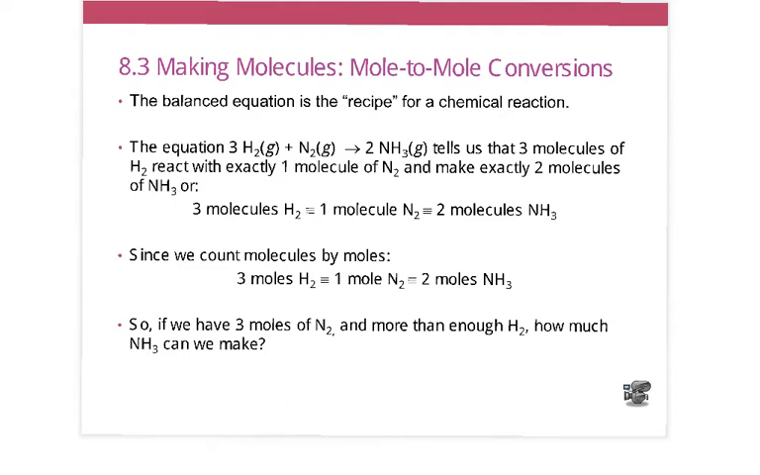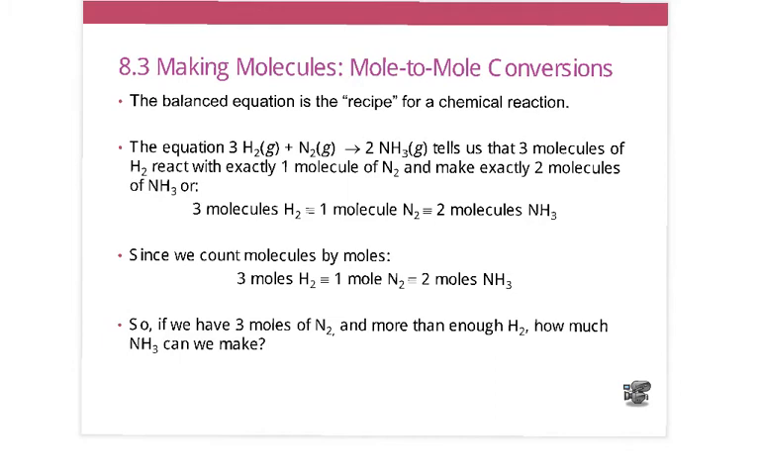Now that we've seen the analogy for pancakes and the recipe, which gives us a ratio to make a certain number of pancakes, we look at making molecules. And in this case, we'll work with mole-to-mole conversions. If we have a balanced equation, this is our recipe for our chemical reaction, right? So the equation here tells us that 3 molecules of hydrogen gas react with exactly 1 molecule of nitrogen gas to make 2 molecules of ammonia.